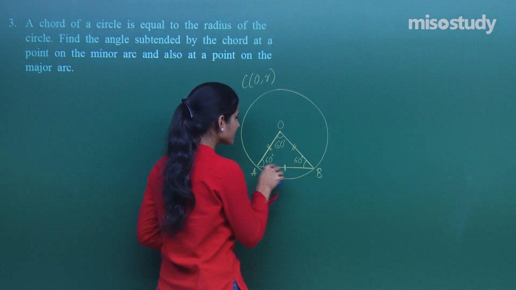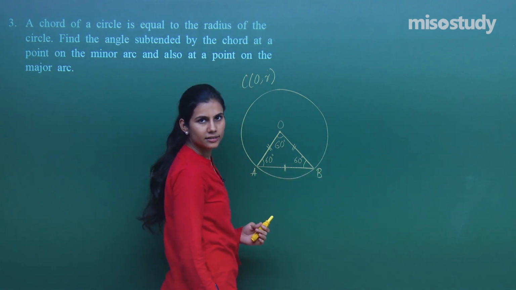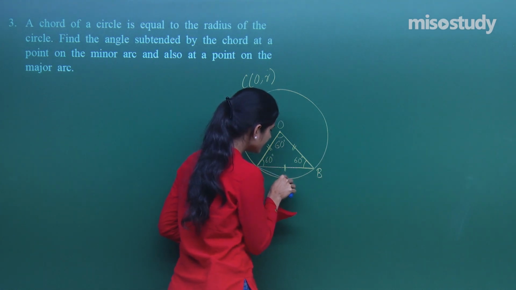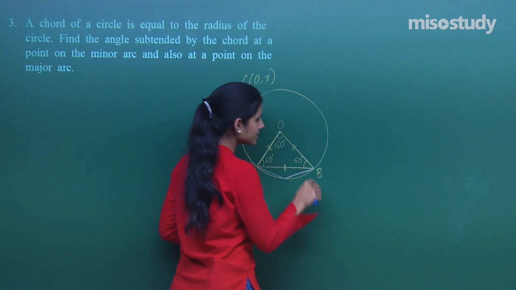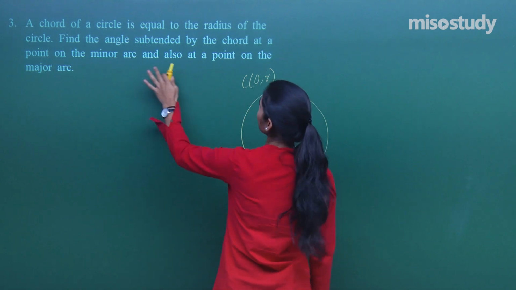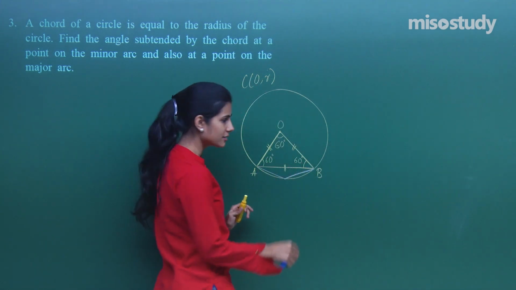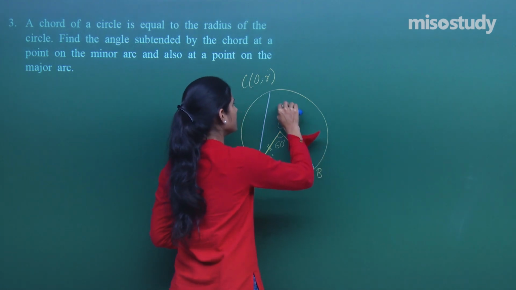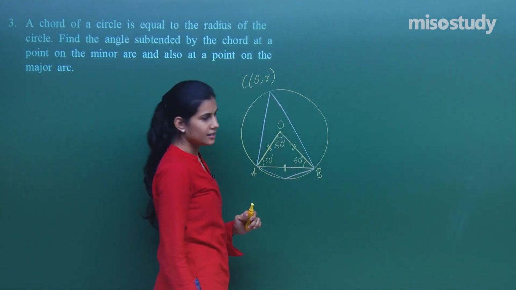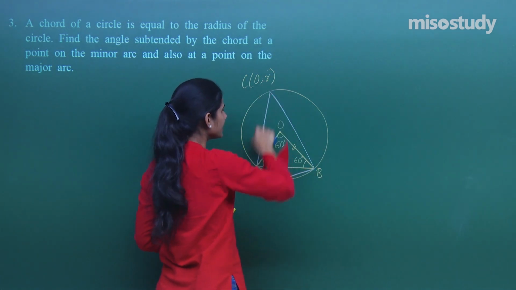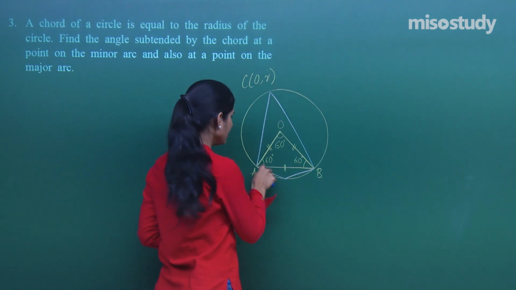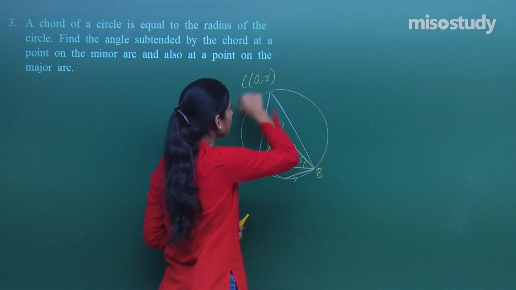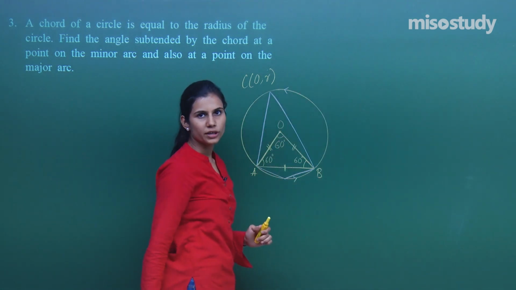I am saying this chord is actually subtending, say this angle in the minor sector, or here it is written corresponding to the minor arc, and I have this angle, say, which is being subtended by the chord corresponding to the major arc. Because if AB is the chord, then AB arc is the minor arc and BA arc is the major arc corresponding to this chord.